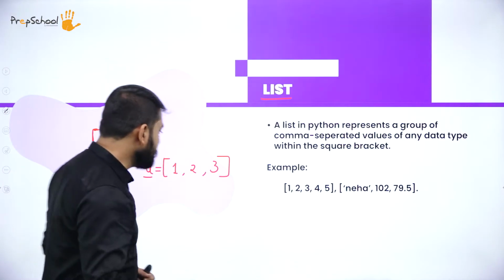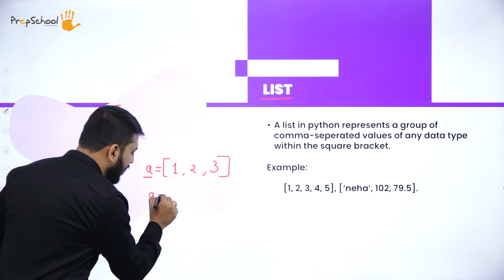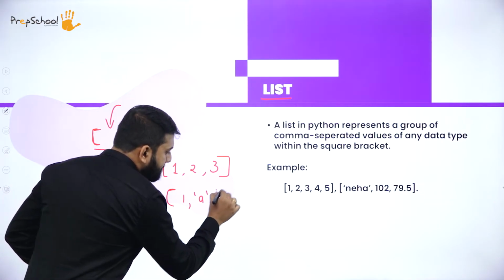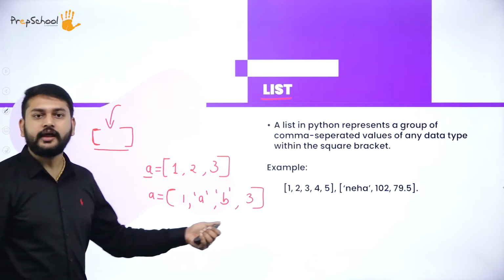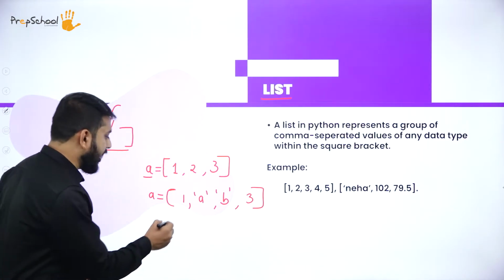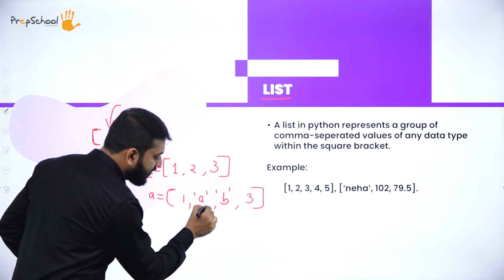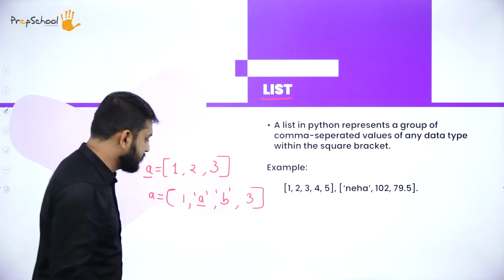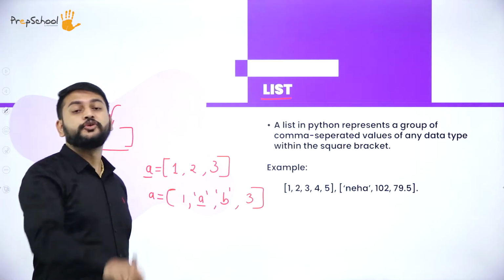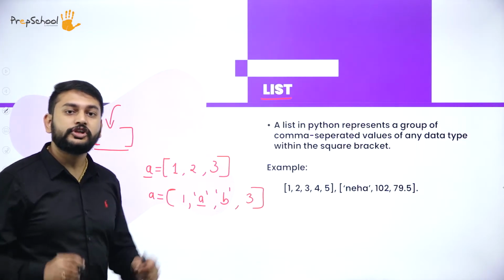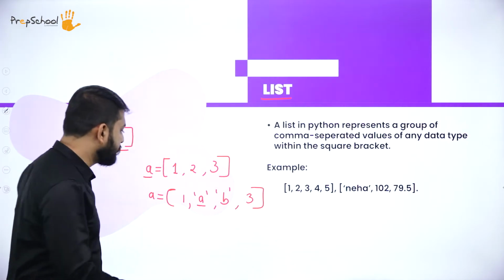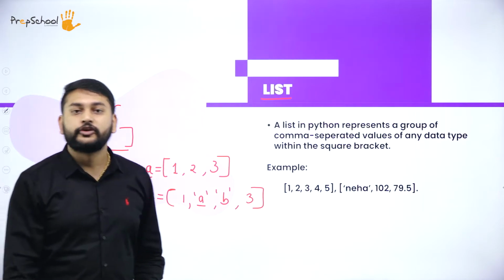Fine. So let me take one more example. I'll just write 1, comma, A, B, 3. Can I have something like this? Of course you can. Please observe, I have 1, and I have A, but I have enclosed it with the quotes. That is what you have to observe here. Whenever you are storing a string, you have to enclose it with the quotes.